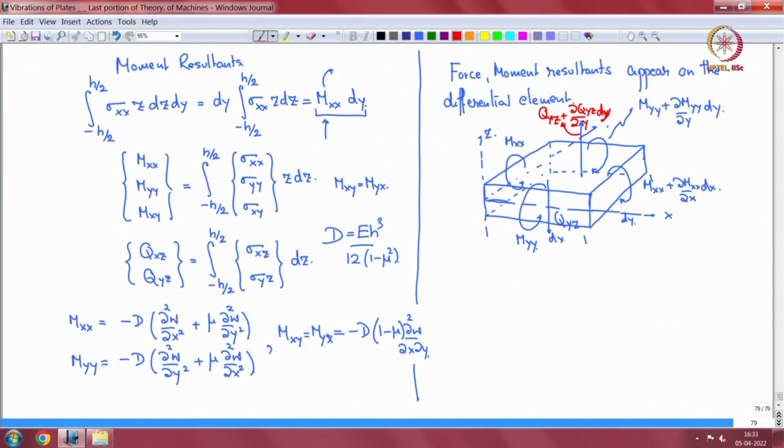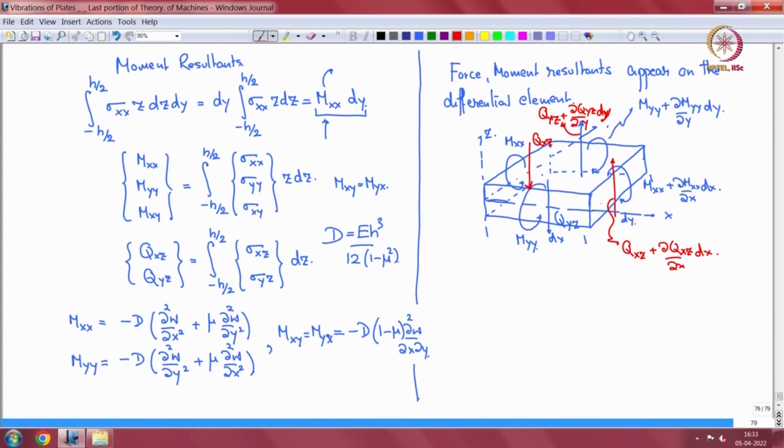Then on the other faces we have QXZ, and here the incremented shear force resultant, which is QXZ plus del QXZ by del X dx. Okay. Now what is left is the shear moment resultants.